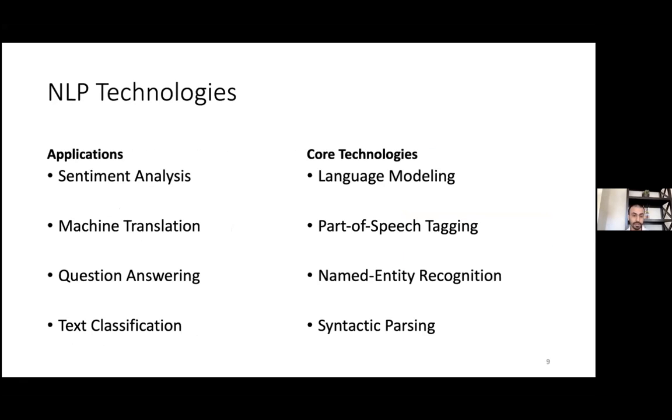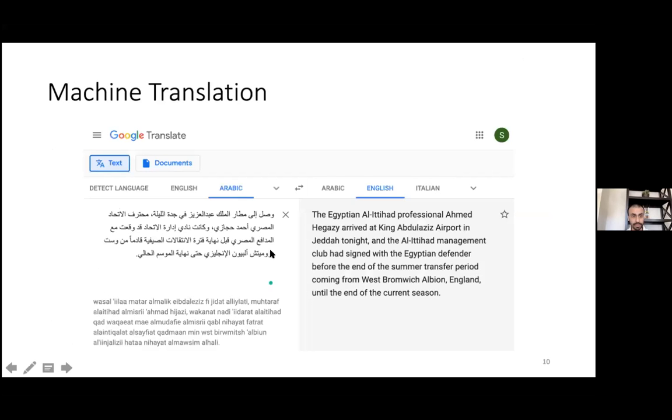And NLP technologies can be divided into two categories: applications and core technologies. We'll talk about each of them briefly. Next slide. So let's start with applications. One of the most known applications for natural language processing is machine translation. I believe most of you have used Google Translate. So here's an example from Google Translate, translating text from Arabic into English.